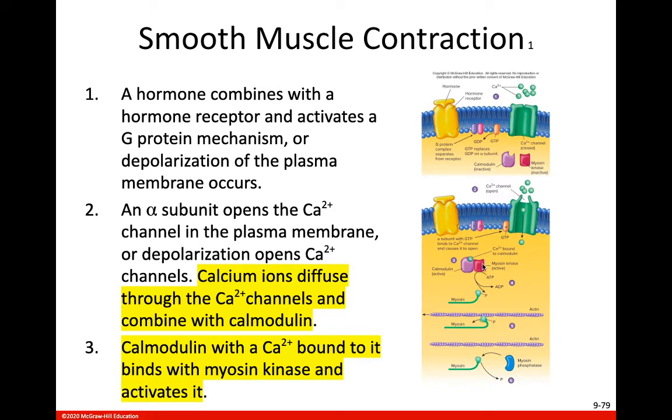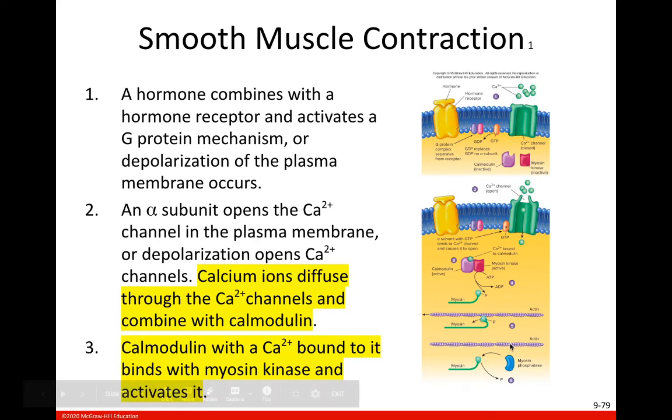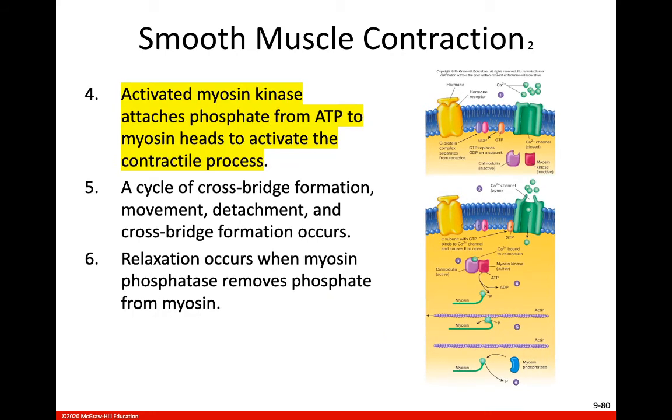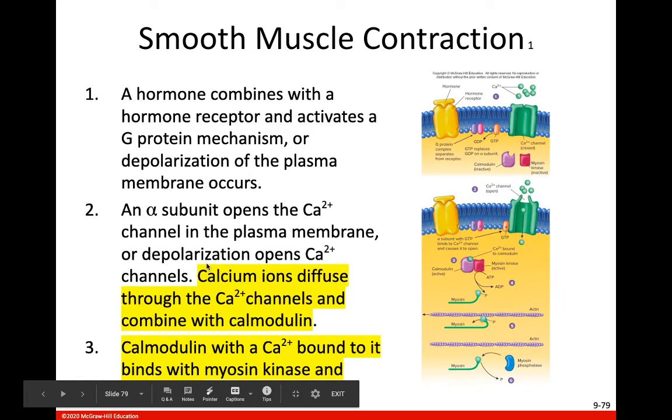It activates myosin kinase, which is the red kind of square, and then the myosin kinase will activate the myosin head. The myosin head will attach to the actin filament, sliding of the actin past the myosin, and shortening of the muscle cell. And that's what all this is talking about here. So again, I've highlighted the major parts of it.